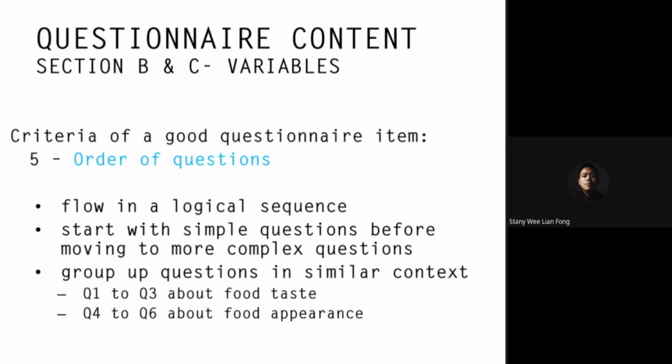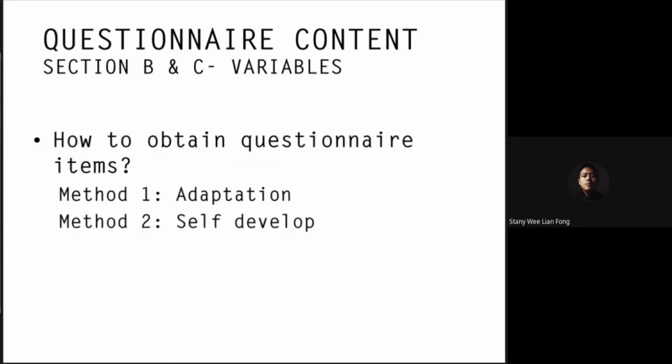So in the end, you might have respondents putting in responses or answers without reading the questions properly. So these are the 5 criteria to guide you in designing questions for the variables in the questionnaire. So how do we identify these questions in the questionnaire? These are the 2 ways for BBA FYP students to obtain their questionnaire items.